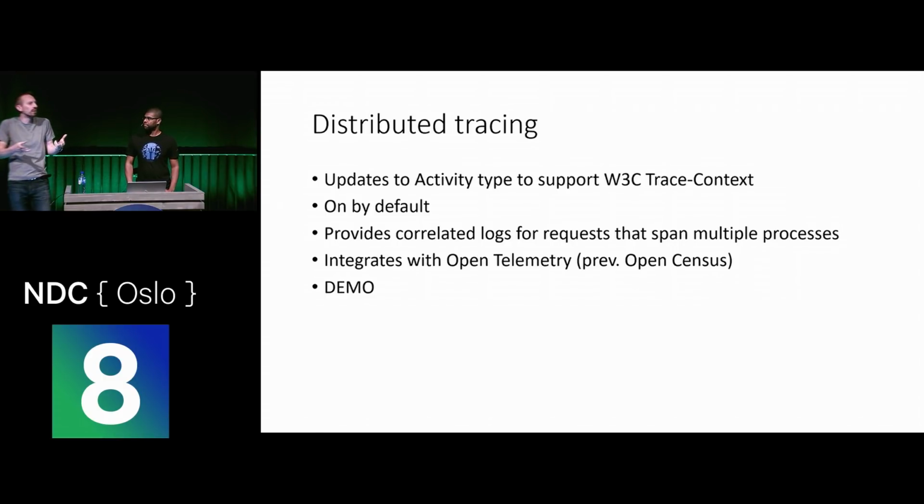Now you can have correlated logs for that logical transaction that runs through one app and then jumps over a process and goes off to another app. And it integrates with OpenTelemetry, which was previously called OpenCensus, to give you that Zipkin style sort of distributed tracing.